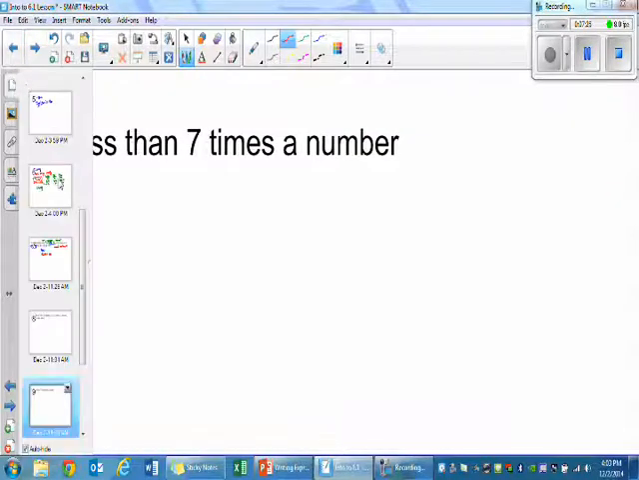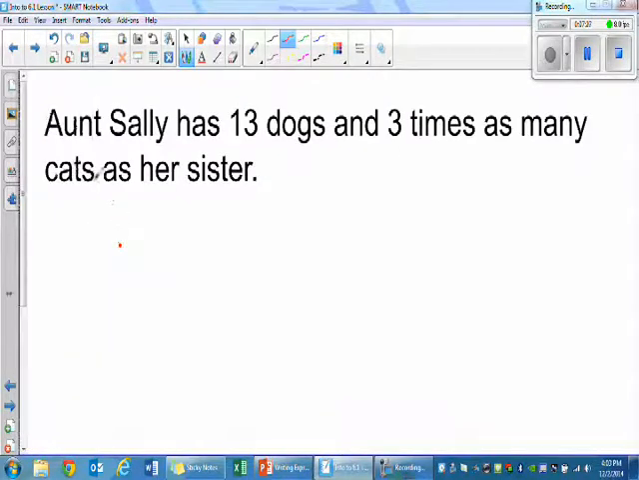The next example, Aunt Sally has 13 dogs and 3 times as many cats as her sister. Order of operations, Aunt Sally is a crazy cat lady. So Aunt Sally has 13 dogs, there's one number, and 3 times as many cats as her sister. Okay, so let's pick out the operations. Well, it looks like I'm going to multiply.